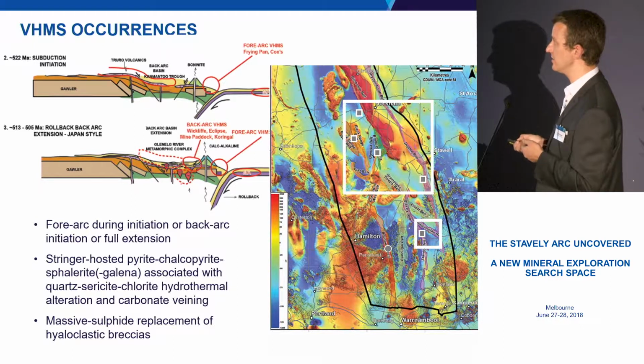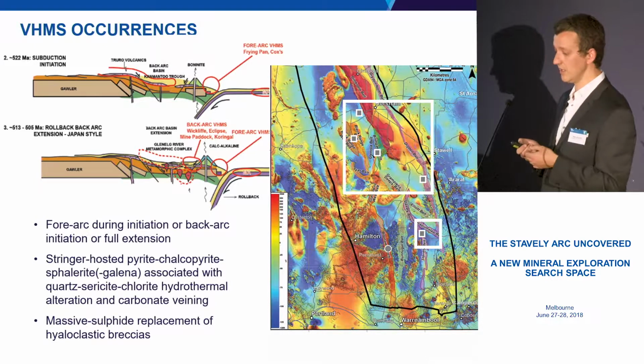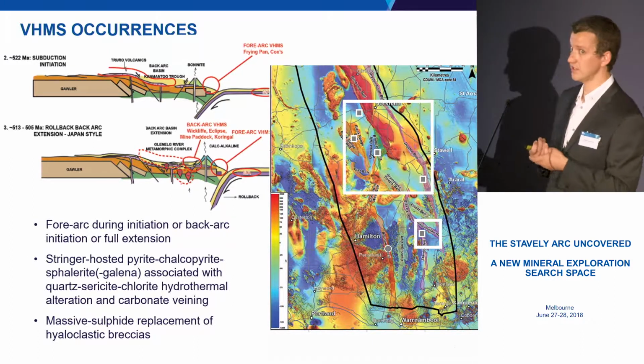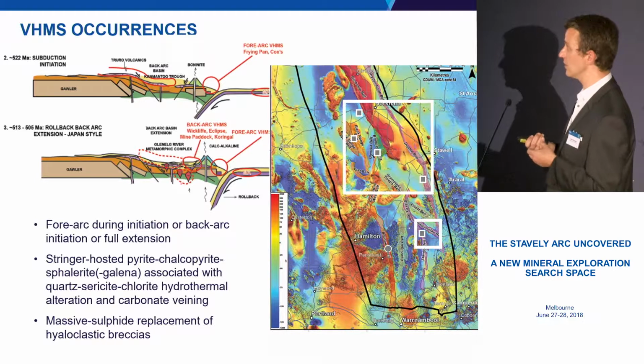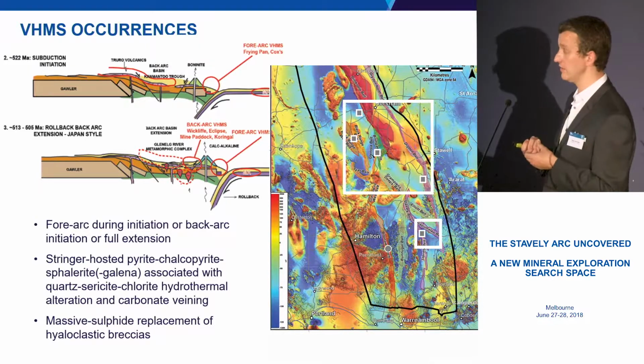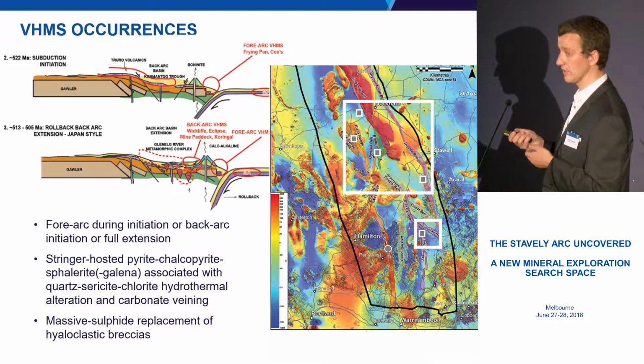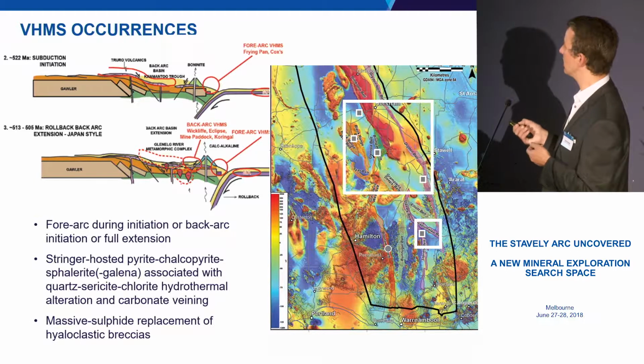Typically, the occurrences that we see at Stavely are associated with stringer-hosted pyrite, chalcopyrite, sphalerite, galena mineralisation associated with quartz, sericite, chlorite hydrothermal alteration and carbonate veining. We also see, in a lot of cases, massive sulphide replacement of hyaloclastic volcaniclastic breccias. The occurrences that we see at the moment are in the Dryden Belt.